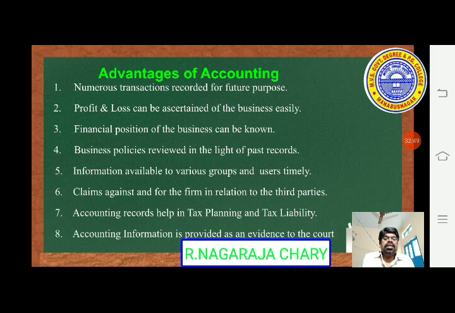Next, accounting records help in tax planning and tax liability. So being a business organization, we are getting profit or loss. Based on that, it may be profit, it may be loss. Of course, when you are getting profit only, you have to pay a tax to the government. So that's why tax liability is also to be calculated based on the accounting records. So accounting information is helpful to prepare tax liability. What is the tax amount to be payable to the tax department.